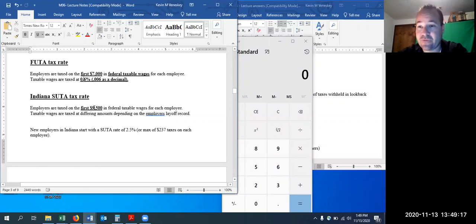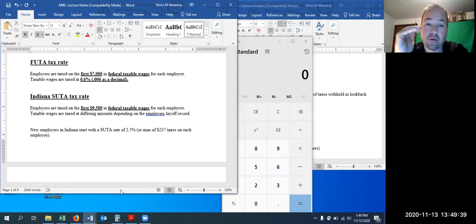And then the percentage is very, very low, 0.6%. As you can see as a decimal, 0.006. Big thing to take away here, the cap, everything's based on your federal taxable wages. Same with SUTA, and this is just for Indiana now. Indiana has a wage base of $9,500, meaning the employer will still have to pay taxes up to the first $9,500 in federal taxable wages. So you'll stop at FUTA at 7, but still pay a little bit longer into the SUTA rate.